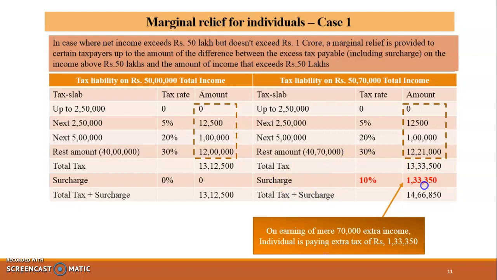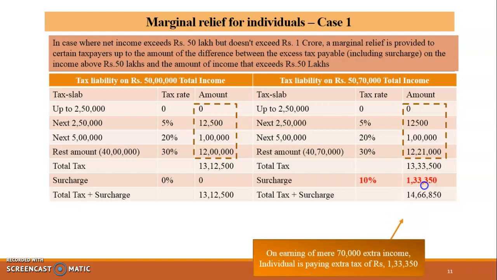This is really very unfair for the individual, that he has earned only 70,000 extra income and now has to pay so much tax to the government. In order to compensate for this abnormality, the government has introduced this marginal relief concept. So how will we calculate this?